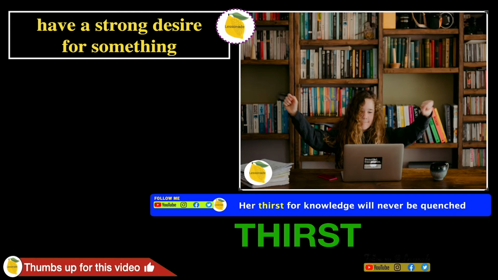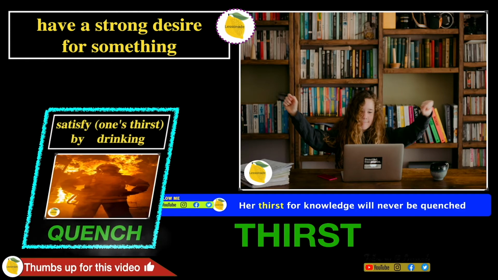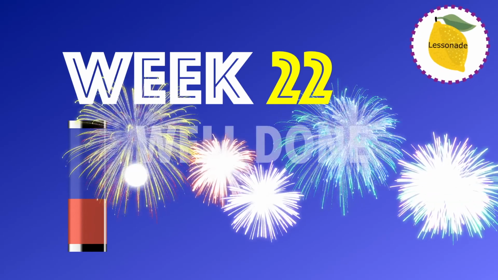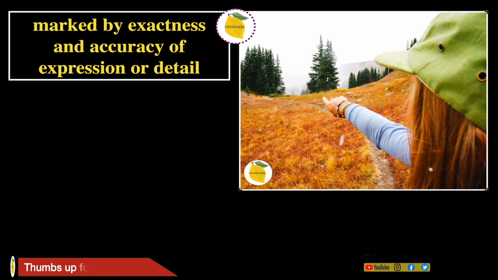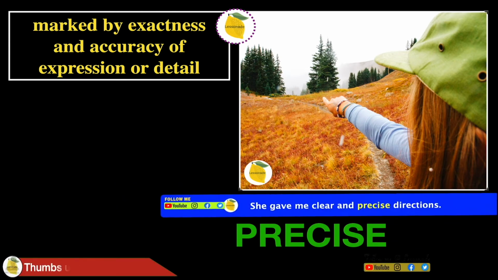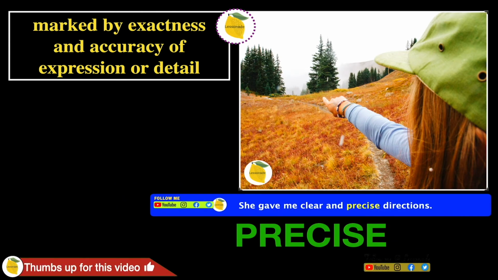So once again, before we go into the next one, let's try to recall the previous slide. And the previous slide is quench. Let's go on to the next one. Marked by exactness and accuracy of expression or detail. In this picture, we can see someone who's pointing to somewhere, which is obviously very accurate by an expression. In other words, they're pointing. And therefore, the word will be precise. And the sentence for this word is, she gave me clear and precise directions.